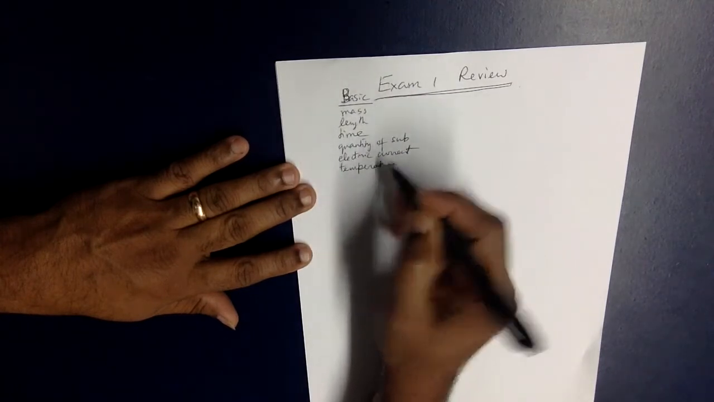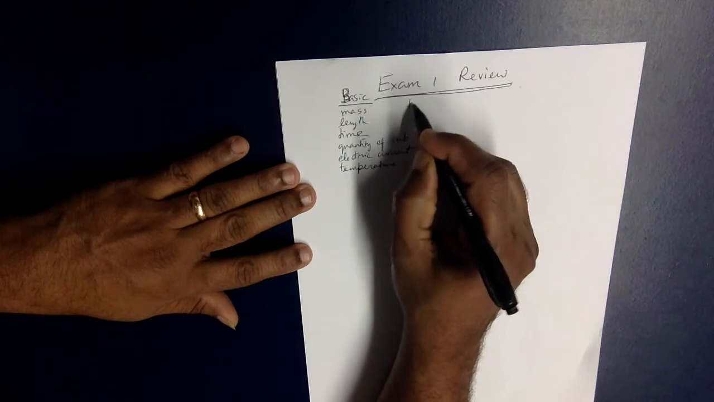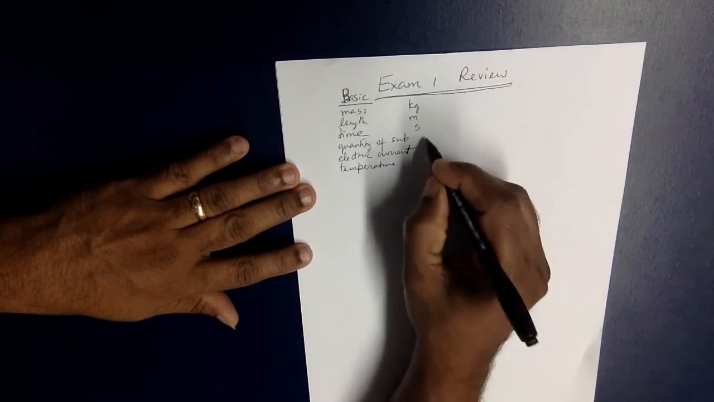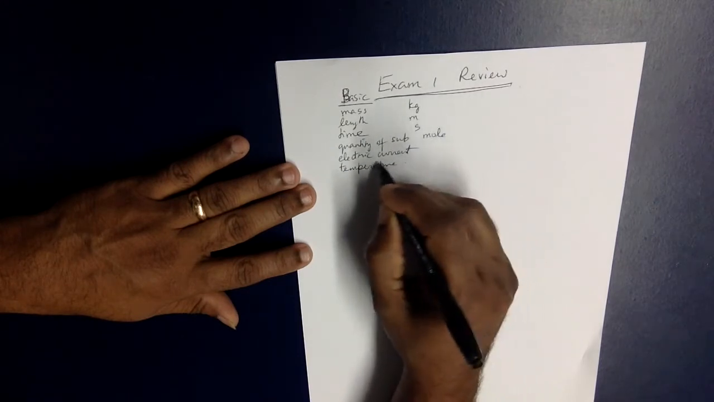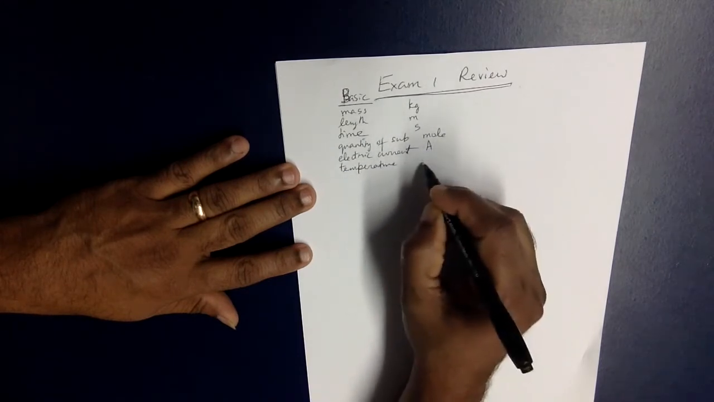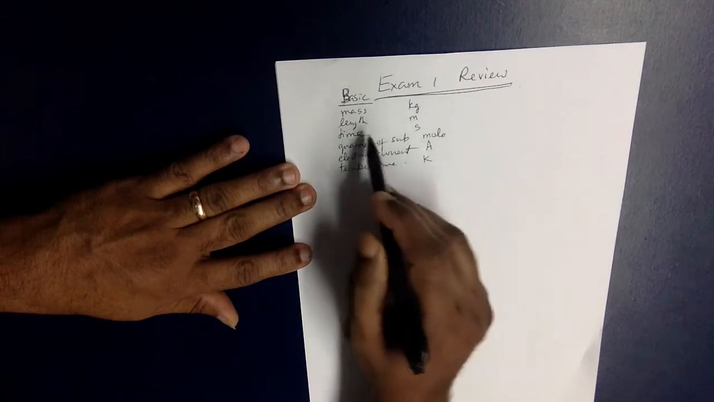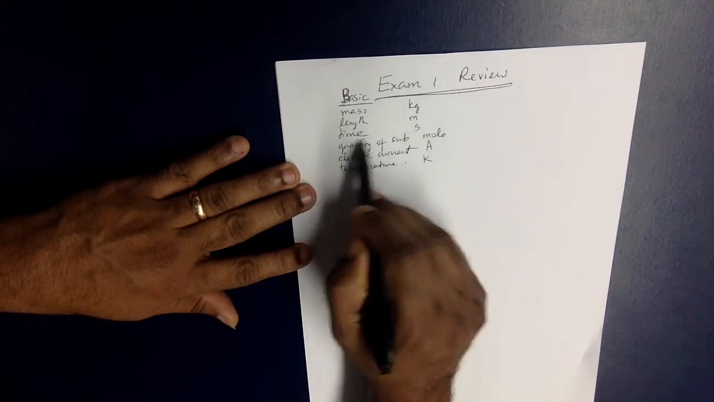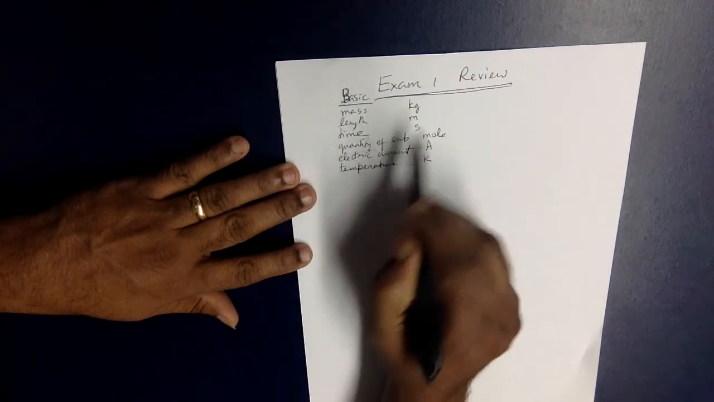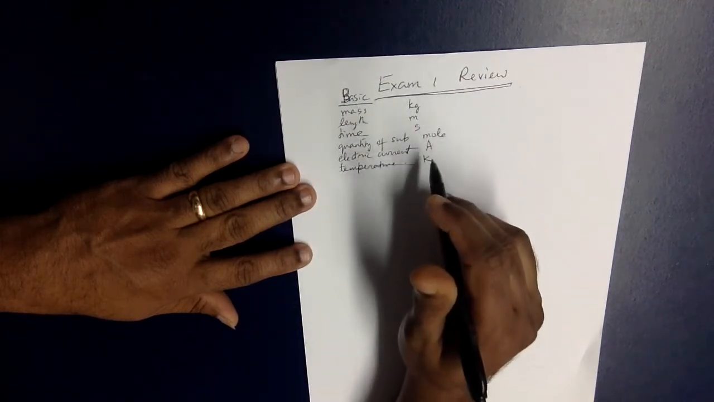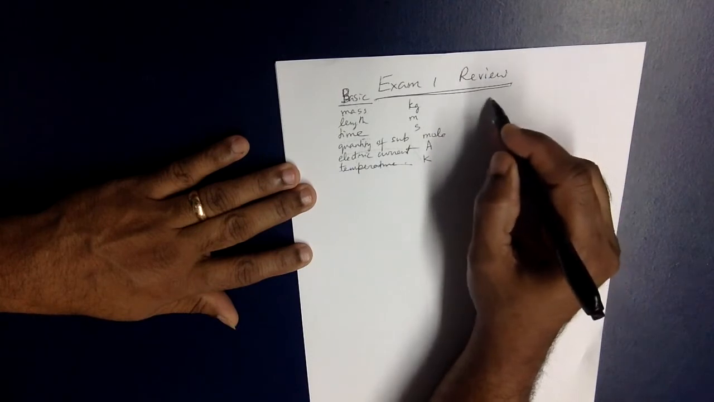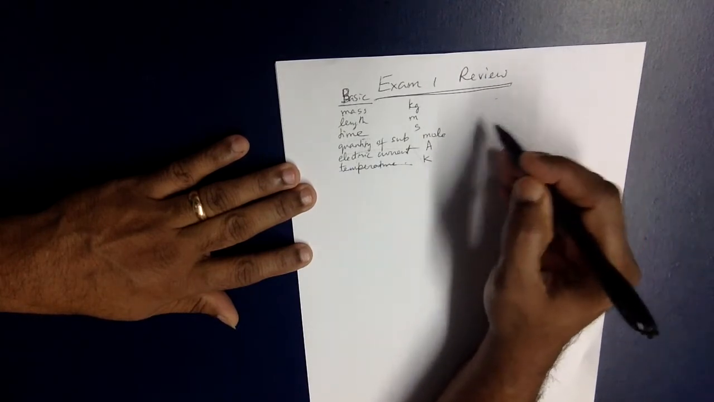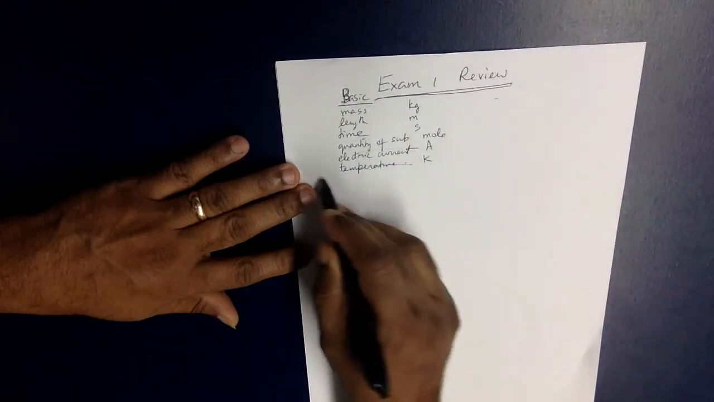These are quantities. Now what are the units? Units for this are kilograms, meters, seconds, mole, ampere, and Kelvin. So you should clearly differentiate between physical quantities, basic physical quantities, and basic units. And all other units and quantities are derived, like speed, velocity, acceleration. They're all derived. So understand that concept.